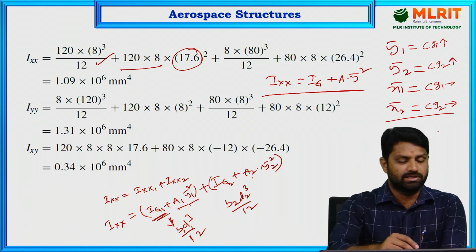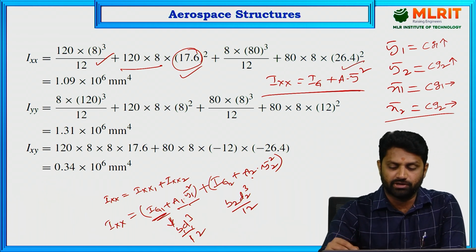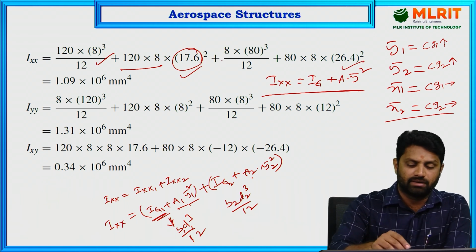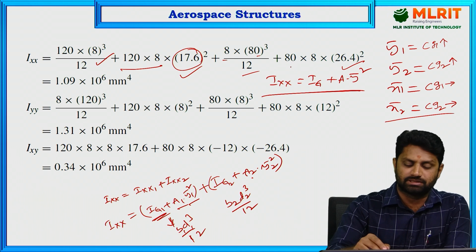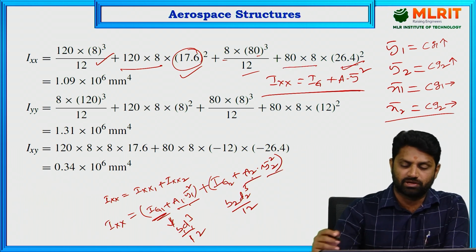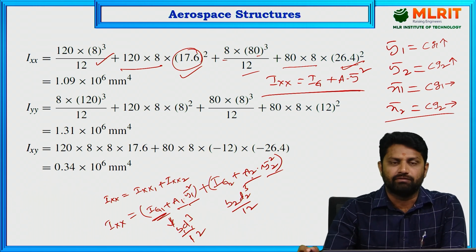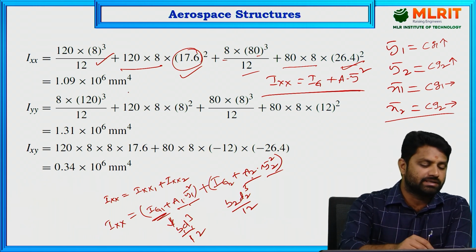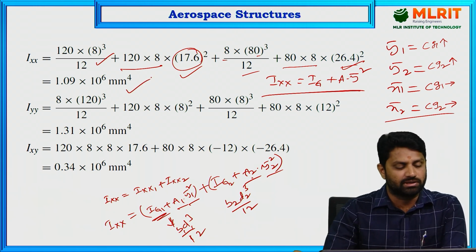So here in this place you get y1 bar, and here you are going to get y2 bar. So for the second figure again B into D2 cube by 12 plus area 80 into 8 into y2 bar square, that is 26.4 square. Okay, and when you calculate this, you are going to get Ixx equal to 1.09 into 10 to the power of 6 mm to the power 4.